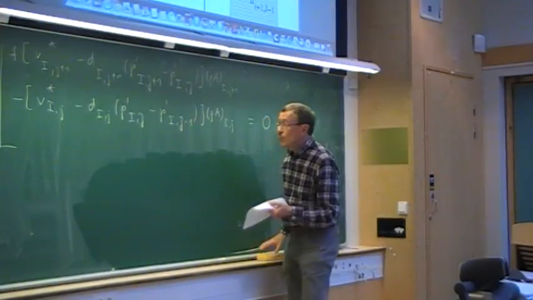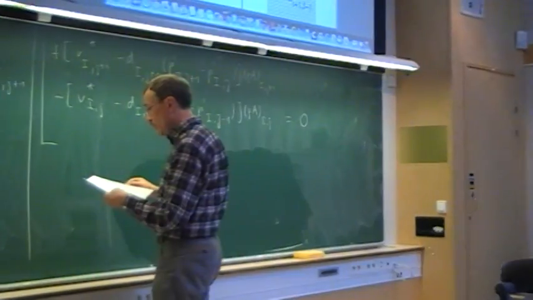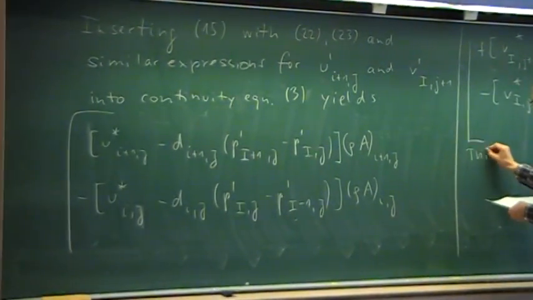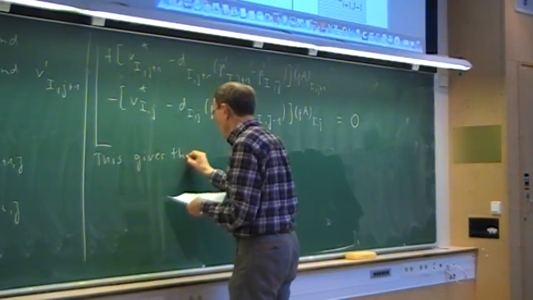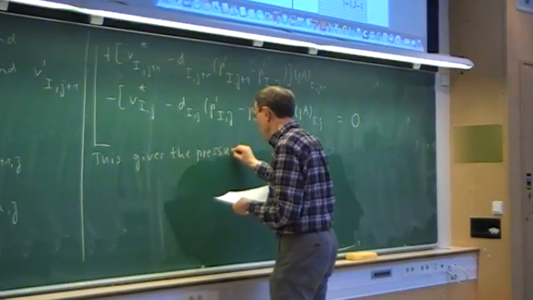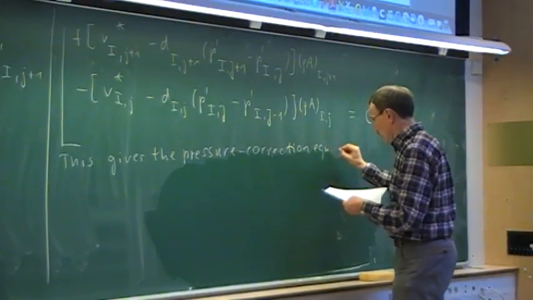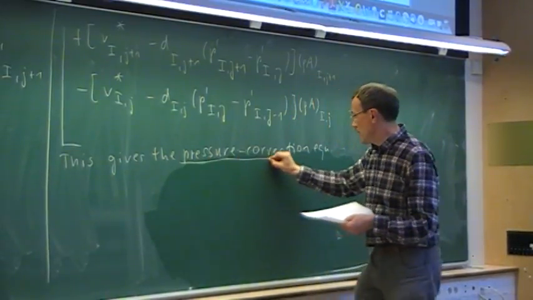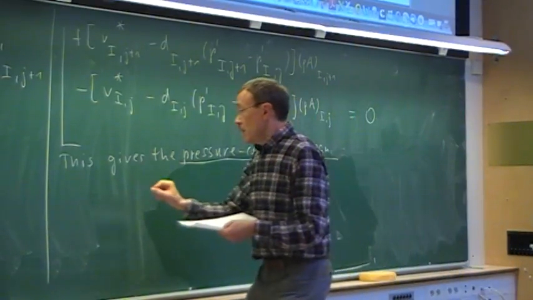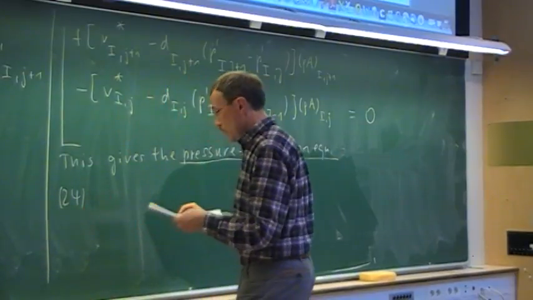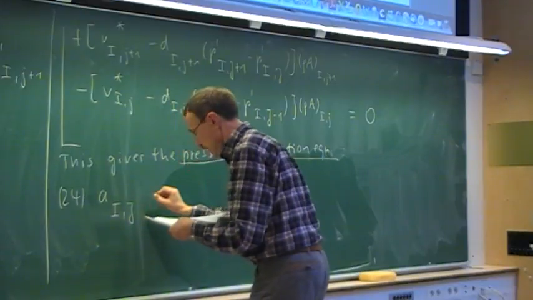So then we get from this discretized continuity equation what is called the pressure correction equation. This gives the pressure correction equation. That is also giving the name to this class of methods, the pressure correction method. That is 24. Now we have the coefficients Ai capital J.